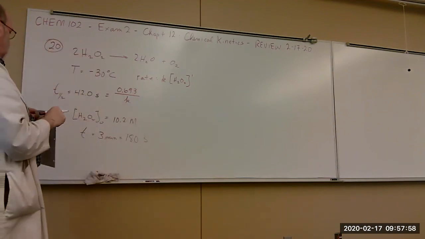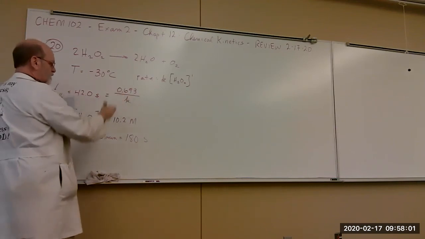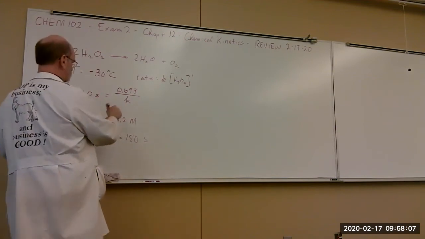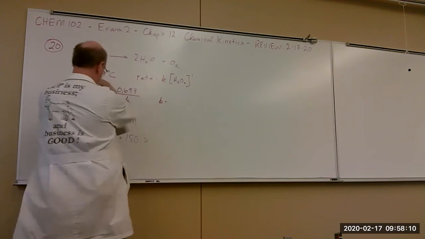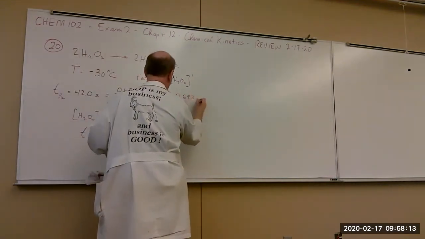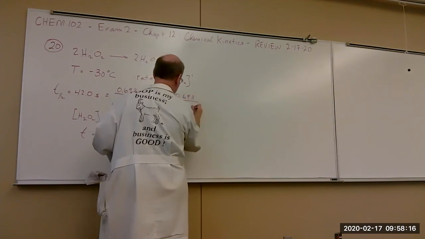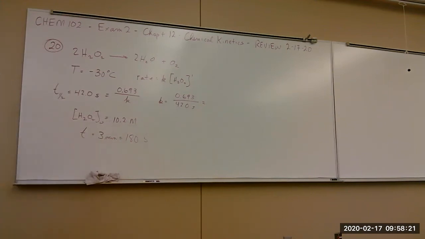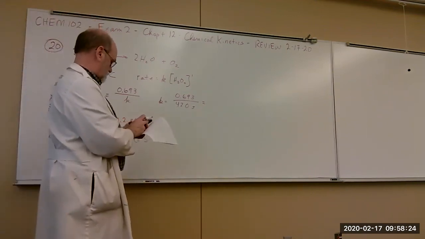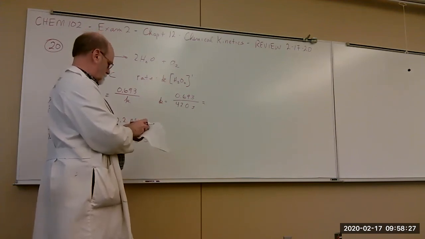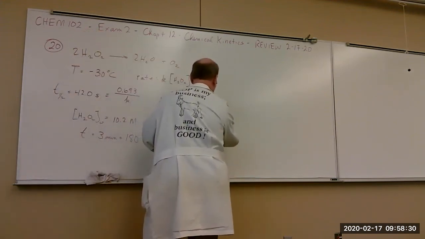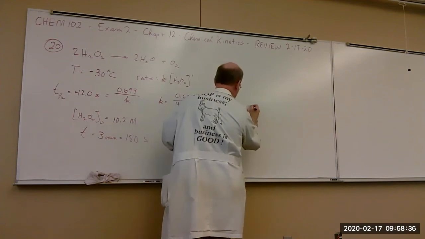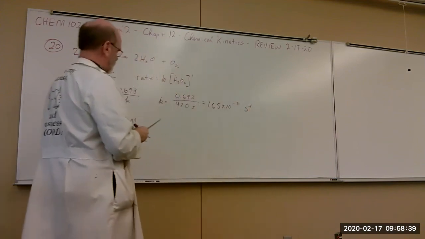All right. So, since it doesn't depend on concentration, we can go ahead and calculate what k is, can't we? We say k is equal to 0.693 divided by 42 seconds. Okay. So we know what k is in seconds: 1.65 times 10 to the minus 2 seconds to the minus 1. That's k.